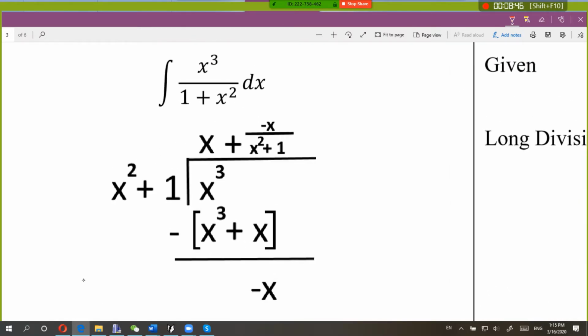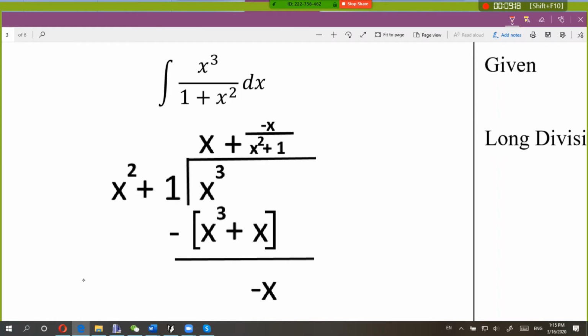x cubed over 1 plus x squared. My top number has a larger power than my largest bottom number. So that says my fraction is improper, so what I'm going to do is divide this out. This is x cubed divided by x squared plus 1. If I wanted to get to an x cubed from an x squared plus 1, I would multiply this term by x. So x times x squared is x cubed. X times 1 is x, so I'm going to subtract.